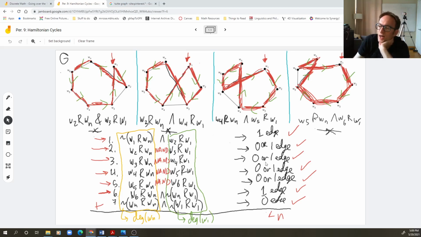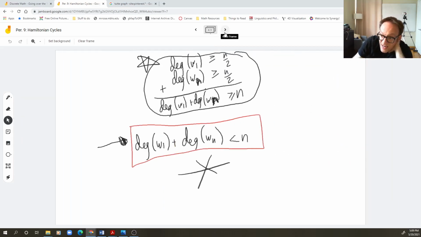And so, via a long sequence of logic, we concluded that these two vertices have the property that the sum of their degrees is less than n. And that is a contradiction, because on our assumption that the degrees of those two vertices are each greater than or equal to n over 2, the sum of the degrees has to be greater than or equal to n. But we just saw that the degrees here sum to less than n.